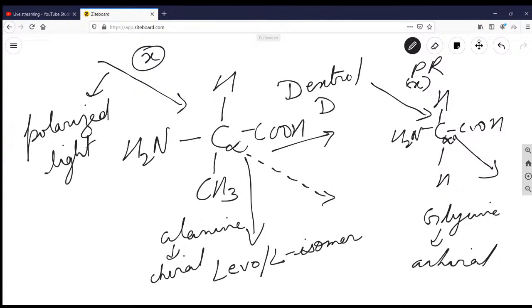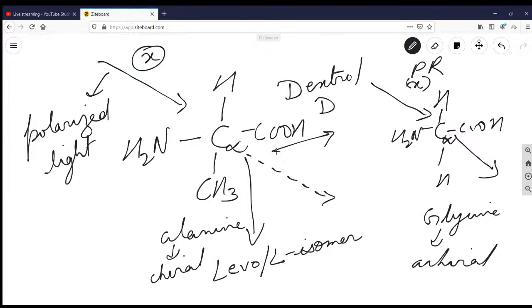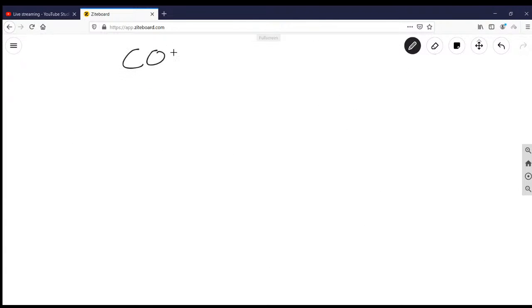Okay, whether it is a D-alanine or L-alanine. Now the question arises, sir, how will I know whether alanine will divert this light in the right direction or the left direction? There is again a rule for that also. That rule is known as the CORN rule.